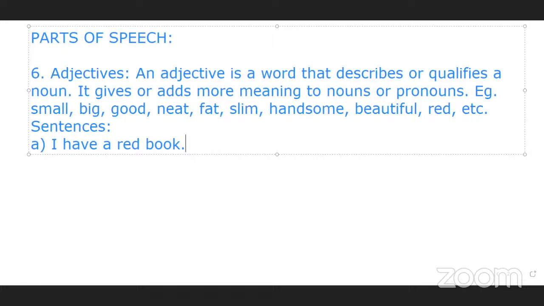So if I say I have a book, yes, everybody knows I have a book. But maybe I have different books. So which specific one am I talking about? When I say I have a red book, I am describing the particular book I'm talking about, which will differentiate it from the other ones, like the yellow one, the brown one. I have a red book. Great. Can you give me your example?